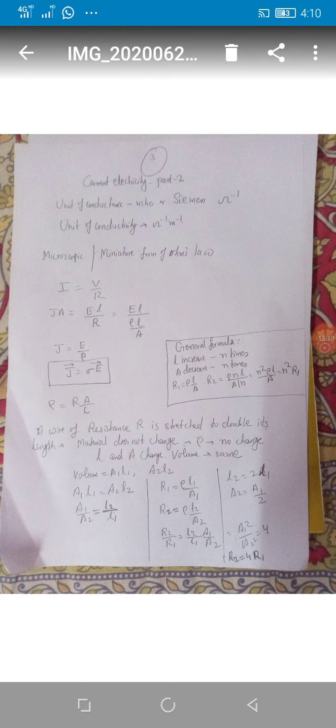And student, what is n? It is the number of times the wire is stretched. Now student, in a competitive exam you don't have to solve it fully. You will get the answer within a second.